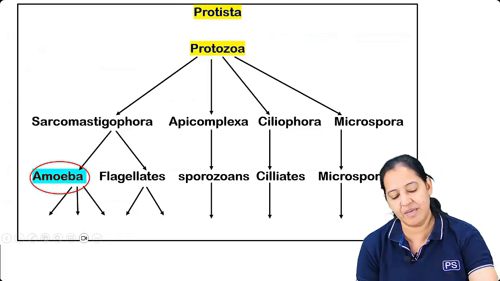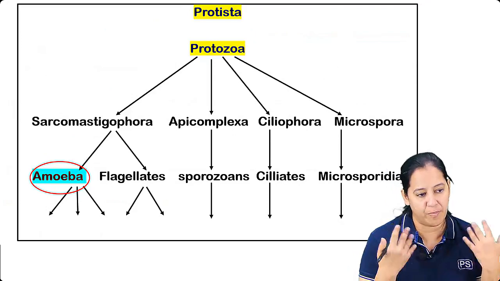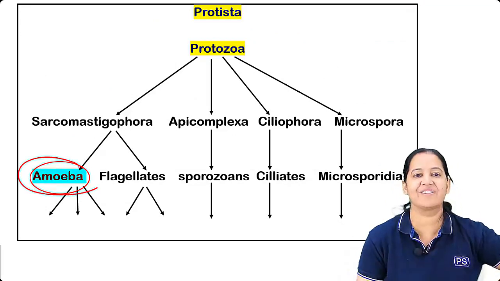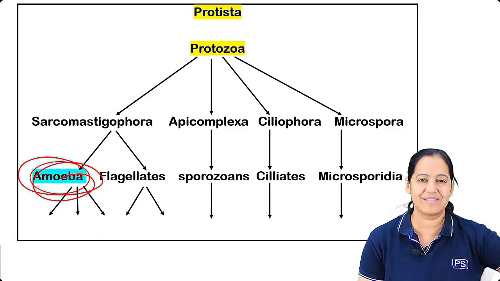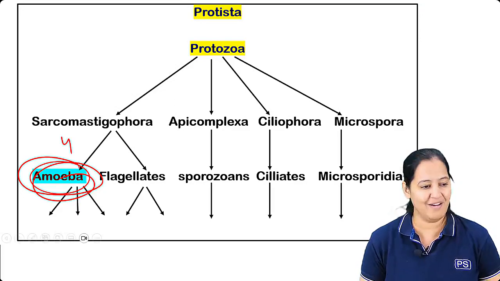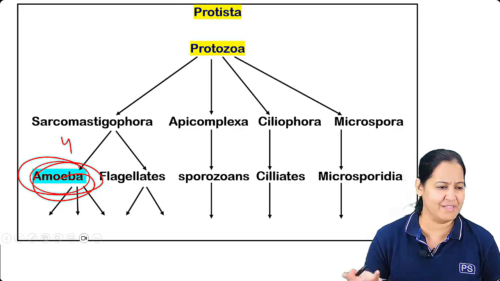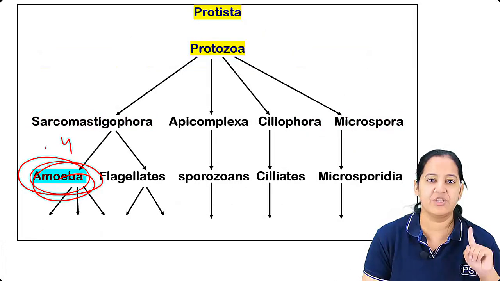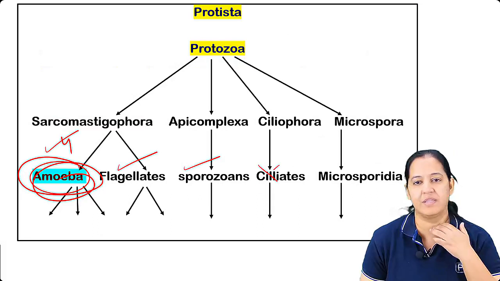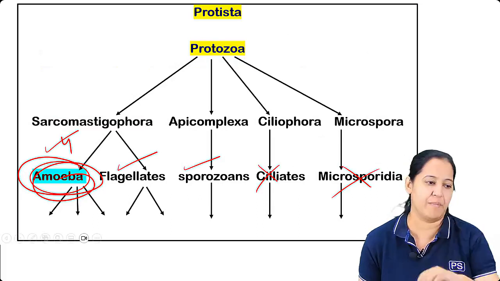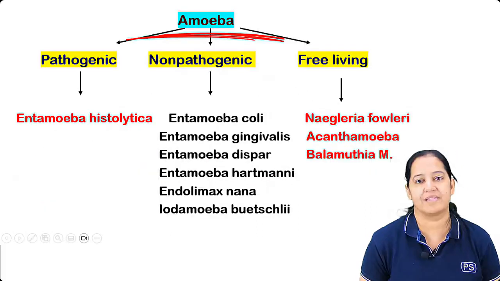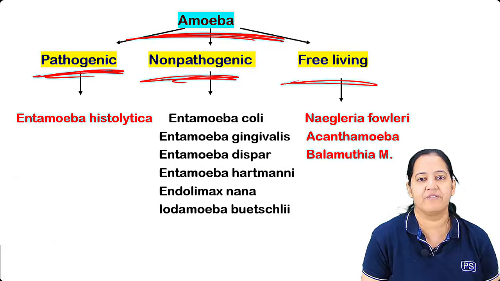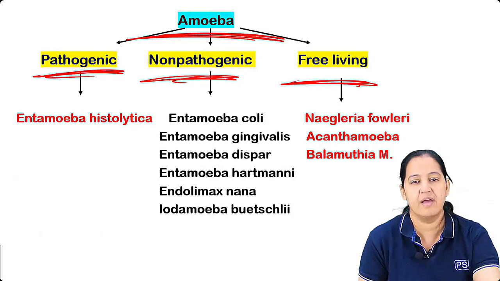So are you people with me? Whatever notes you want to follow, open the page number. I will not say keep page number this, that. I'm starting with amoebas. I'm going to teach you four amoebas, one by one. 5-10 minutes on each of them. Let's start. So this is the classification of the amoebas. I will teach you amoebas, then flagellates, then sporozoan. So let's start amoebas. There are three types of amoebas. Pathogenic, non-pathogenic, free living. Pathogenic is only one. Entamoeba histolytica.